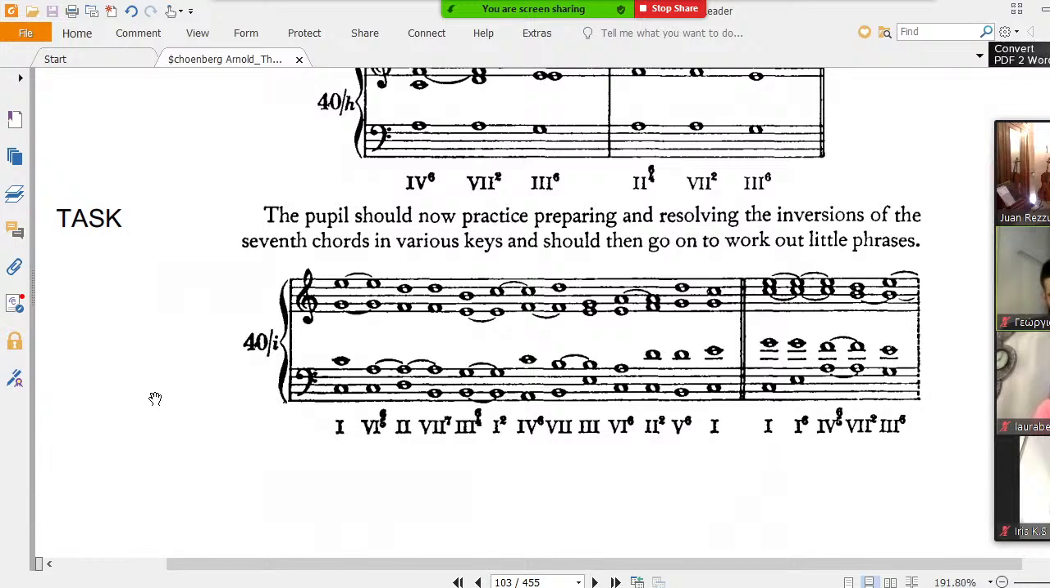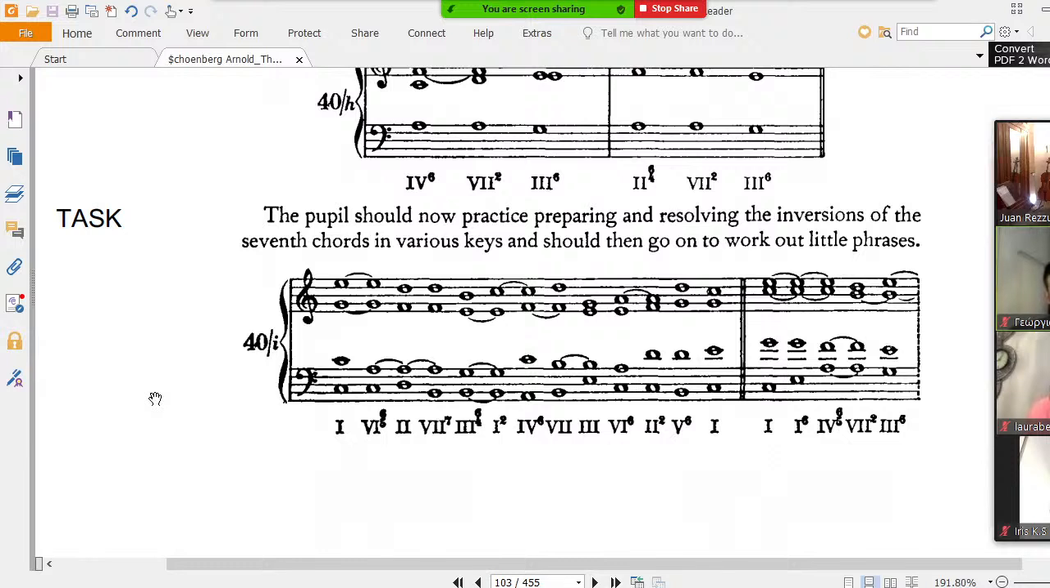Now, your task for next week is to prepare a similar exercise like this, using 7ths, in root position and inversions. But the most important thing is to keep a good counterpoint between the voices.